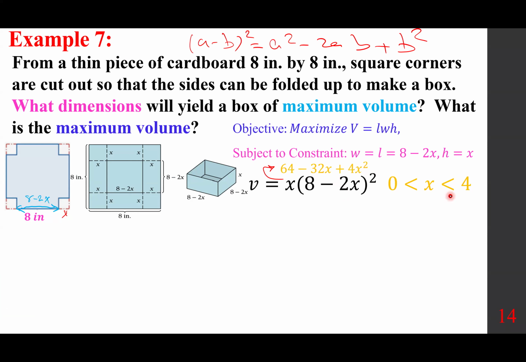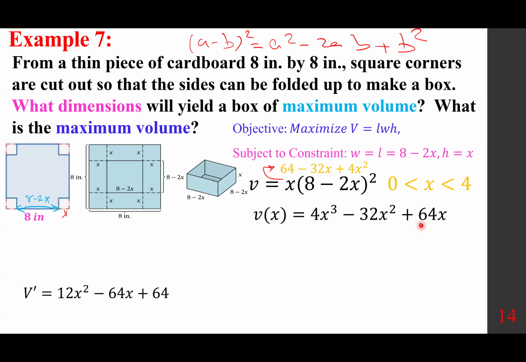And we put it in descending order. That means we put 4x cubed first, minus 32x squared second, plus 64x last. Now, this is all algebra. Now, to go to calculus, we are going to differentiate. V prime is 12x squared minus 64x plus 64. And because we want to set this equal to 0, we are going to factor.